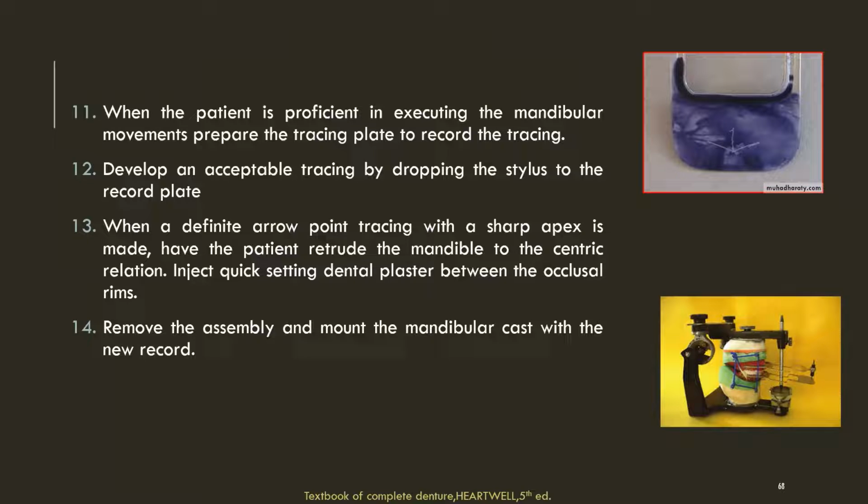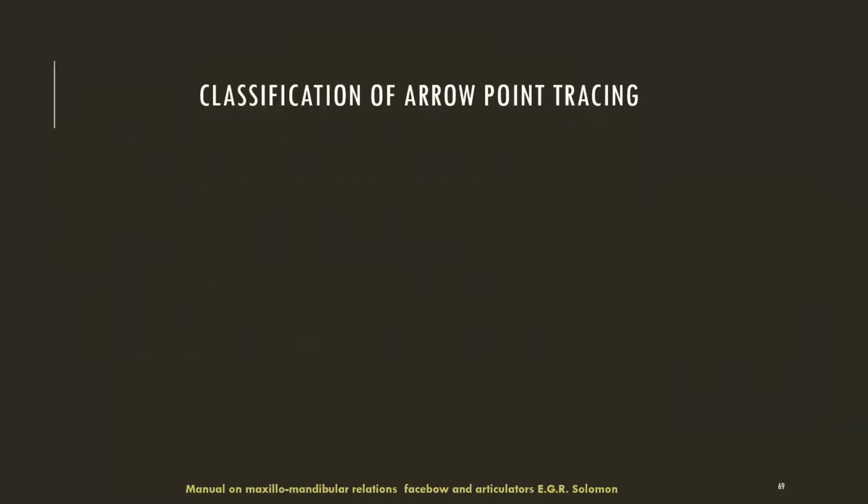An acceptable tracing is developed by dropping the stylus onto the record plate. When a definite tracing with a sharp apex is made, the patient is asked to retrude the mandible to the centric relation, and quick setting dental plaster is placed. Once that is done, the assembly is removed and the mandibular cast is mounted with the new record.